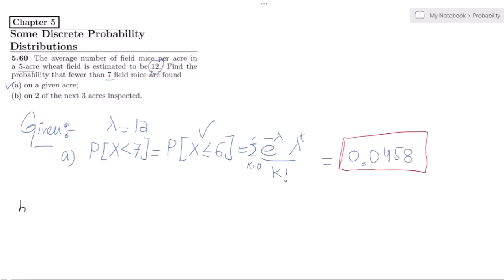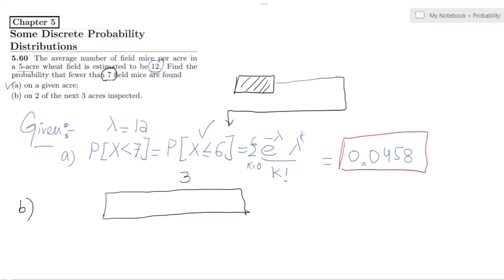In part B, we are asked to find, on 2 of the next 3 acres inspected, the probability that fewer than 7 field mice are found. Initially we had 1 acre, and we found the probability that x is less than or equal to 6. Now we have 3 acres, these are 1, 2 and 3, and we have to find that in any 2 of these 3 acres, fewer than 7 field mice are found.